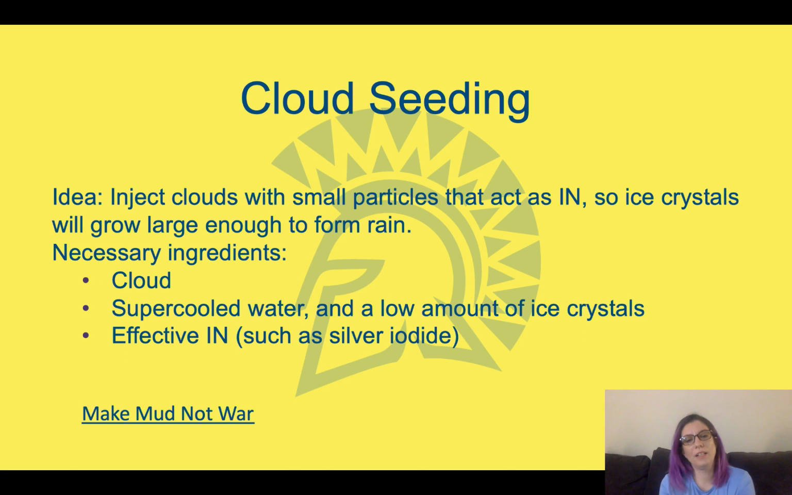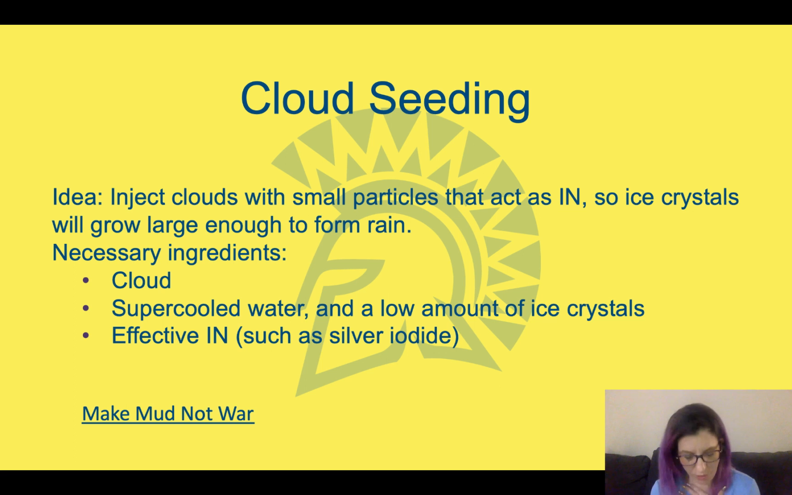Okay, so that brings us to a thing called cloud seeding, and this is the idea to inject clouds with small particles that act as ice nuclei, so ice crystals will grow large enough to form rain. Now, you need a cloud, you need supercooled water, and a low amount of ice crystals. We also need effective ice nuclei, such as silver iodide. This is actually a thing.